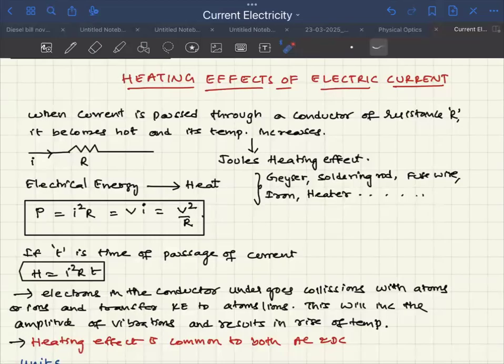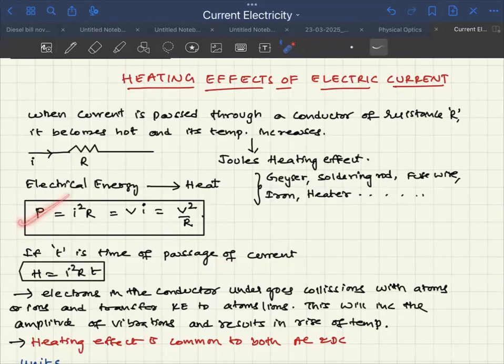In fact, on the basis of this principle only, some instruments will work. For example, our household geyser works on the same principle. Soldering rod works on the same principle. Fuse wire works on the same principle. The iron used for pressing clothes works on the same principle. So your geyser, soldering rod, fuse wire, iron, all these things work on the same principle, heating effects of electric current. Okay. So what is the basic principle?